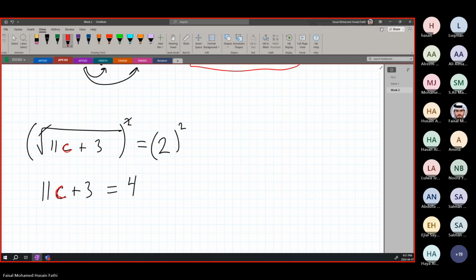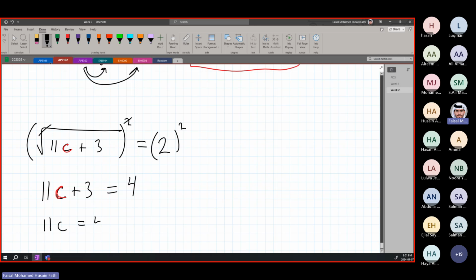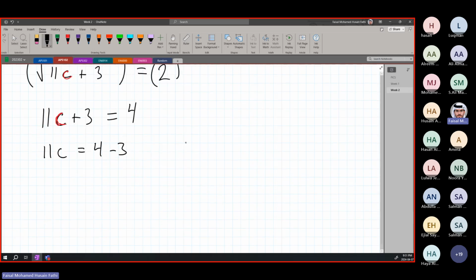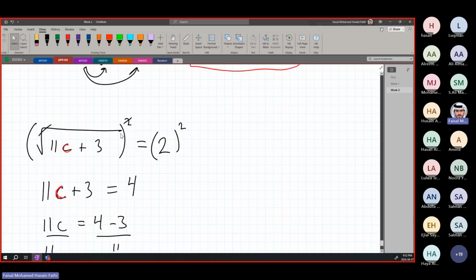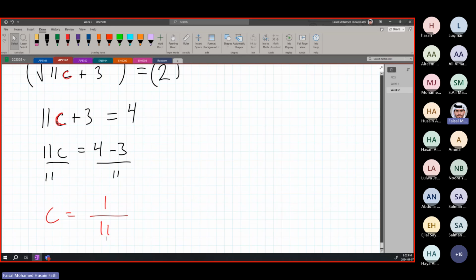So how do we do this? We take the 3 to the other side. So it's going to be 4 minus 3. And then we're going to divide by 11 on both sides. And c is going to simply be equal to 4 minus 3, which is 1 over 11. All right. The trick here is just to show you that if you have a square root over the whole thing, you can cancel it by squaring both sides. And this is transposition.